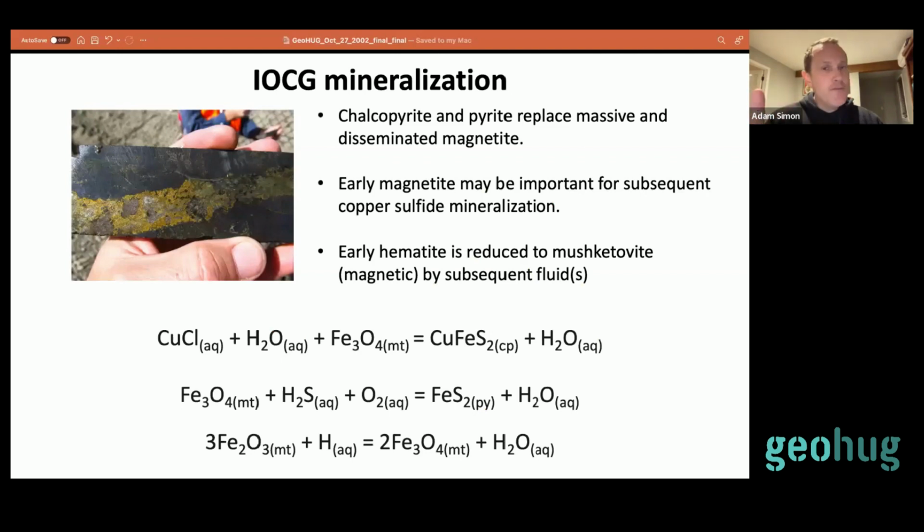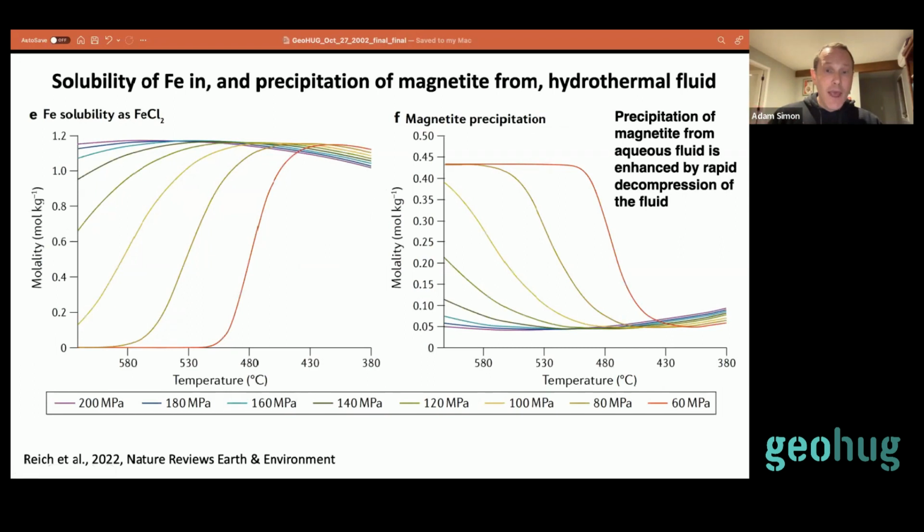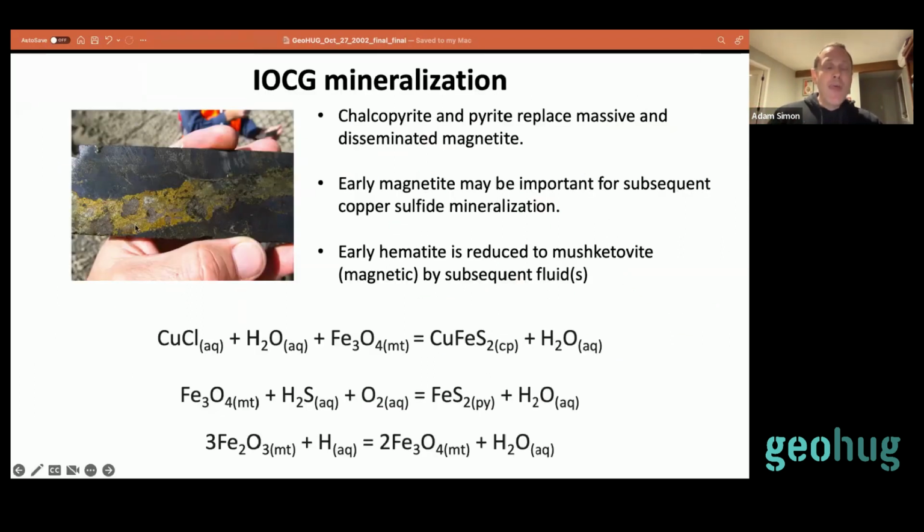So now let's look just briefly at some chemical reactions that explain iron oxide copper gold mineralization. I showed you earlier this drill core, massive magnetite that clearly predates this vein of chalcopyrite plus pyrite plus some additional magnetite and actinolite and apatite. So we know we have massive magnetite, and then superimposed upon that, we have chalcopyrite and pyrite. If you look at the reactions here on the bottom, that is easily explained by an earlier generation of magnetite that precipitated as I talked about here. And then it is overprinted by chalcopyrite, and that's explained simply by the reaction here in the middle.